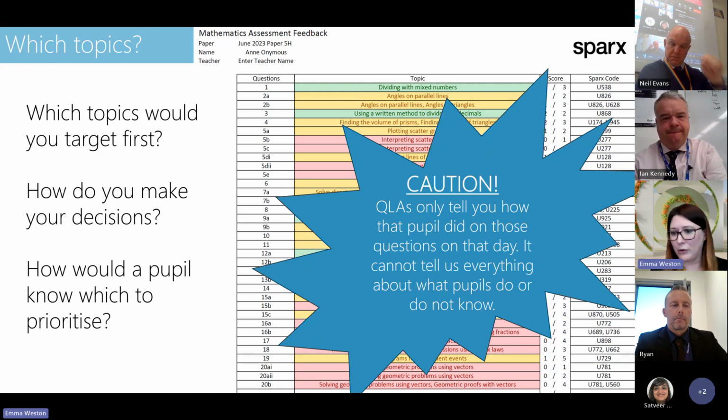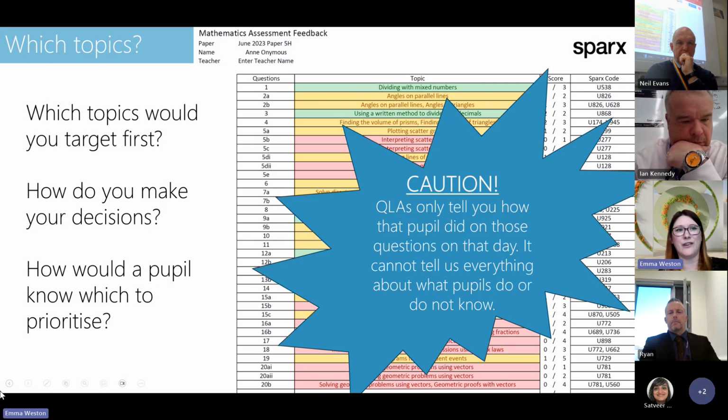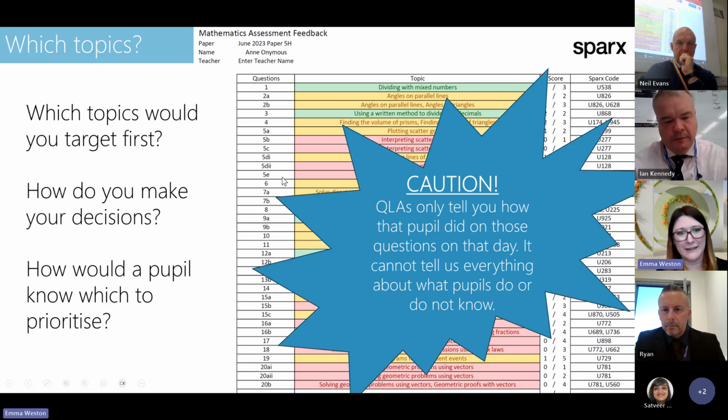On the Jamboard, I have put this QLA in on the second slide, and I wondered, even bearing in mind the limitations that we've just mentioned and the fact that the data only tells us part of the story, if this is the information that you have to hand, which topics are you targeting first? So if you could just add something in on the Jamboard, please.